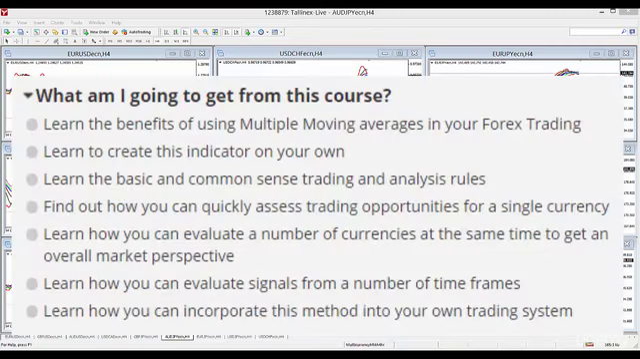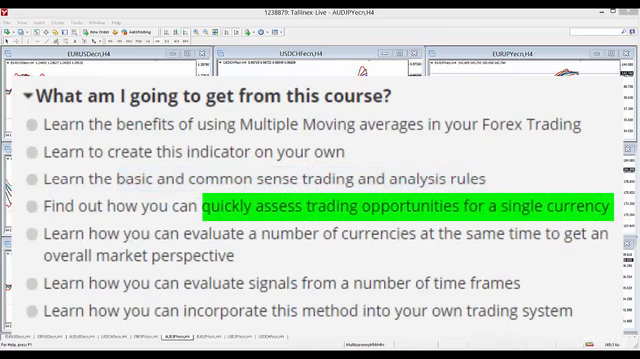Let's quickly review what we're going to be doing on the course, and that really comes from the course objectives. I'm going to be teaching you the benefits of using the multiple moving averages in your Forex trading. So I'm going to teach you how to create the indicator from scratch. You're going to learn the common sense trading and analytical rules, the setups, and the signals created by this technique.